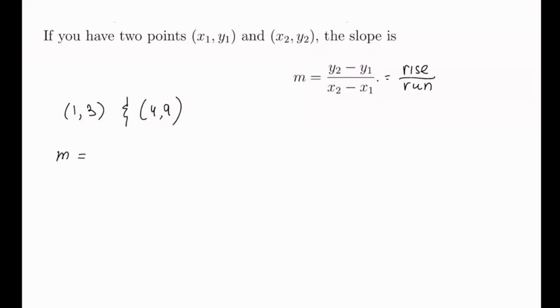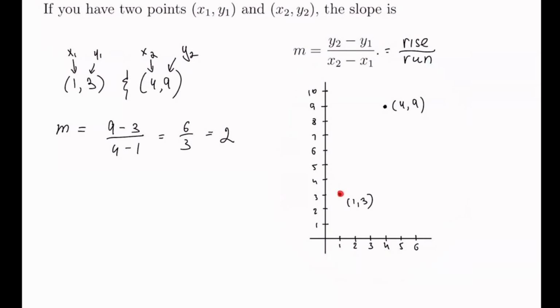So let's say this is my x1, y1. This is my x2, y2. Then by this formula, we have 9 minus 3 over 4 minus 1, which is 6 over 3, which gives us 2.